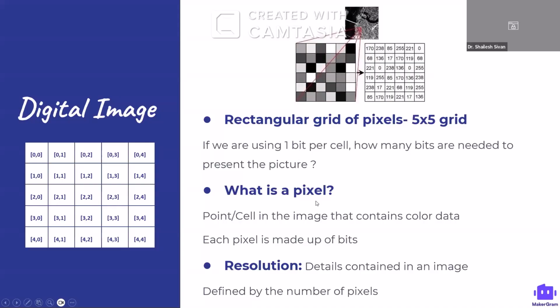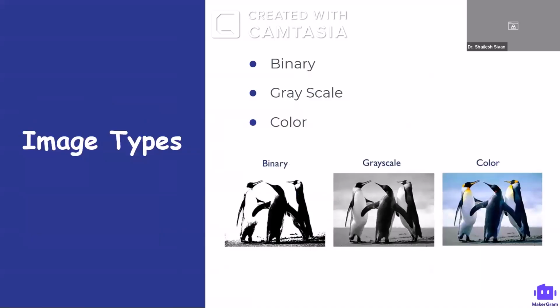So what is a pixel? A pixel is a point or cell in the image that contains color data, and each pixel is made up of bits. How is a pixel formed? Before understanding the representation of a pixel, we have to understand that there are usually three different types of images. The first is the binary image, the second is the grayscale image, and the third is the color image.